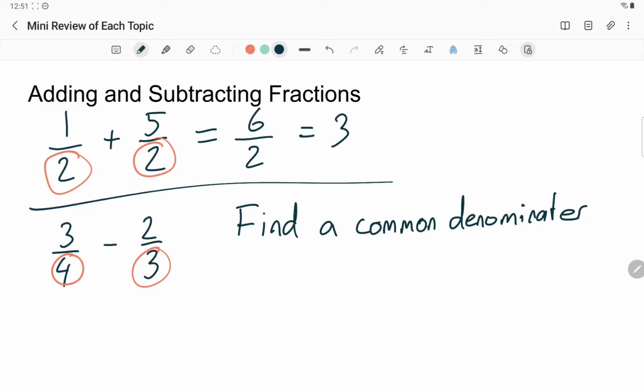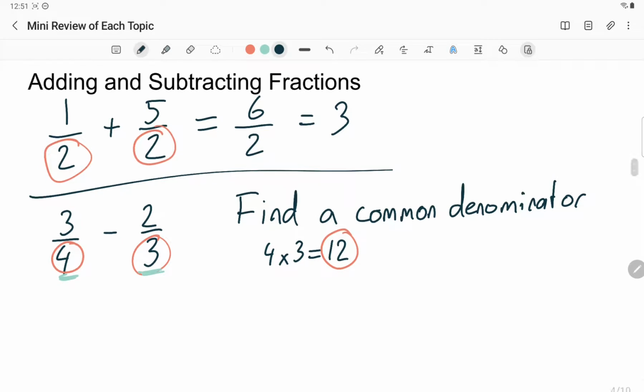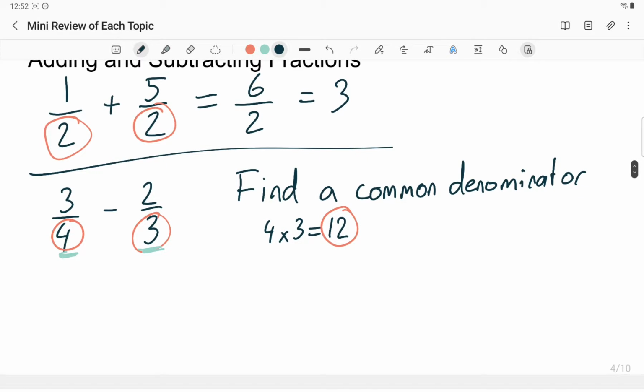All right, so to find that, I forget if it's O or E-R at the end of denominator. But to find that, one method of finding a common denominator is to look at your current denominators. So 4 and 3. What's 4 times 3? Well, 4 times 3 is simply 12. And that number will actually work as a common denominator. It might not necessarily be your lowest one, but it will work.